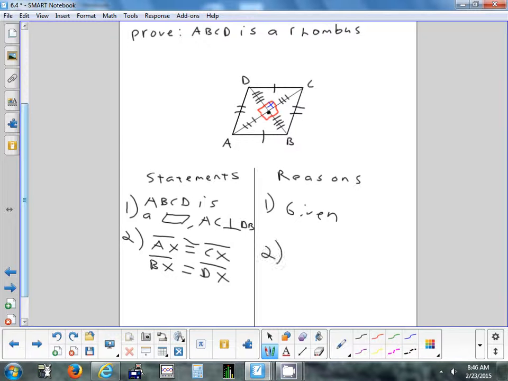What's the reason for that? Yep. Because parallel. What about it though? In a parallelogram, the diagonals. Yeah. So the reason, if you know the theorem number, you can write it. I don't expect you to know those though. So in a parallelogram, the diagonals bisect each other.